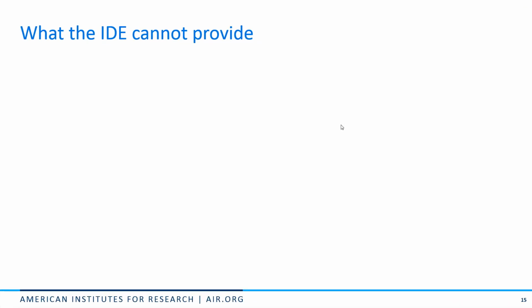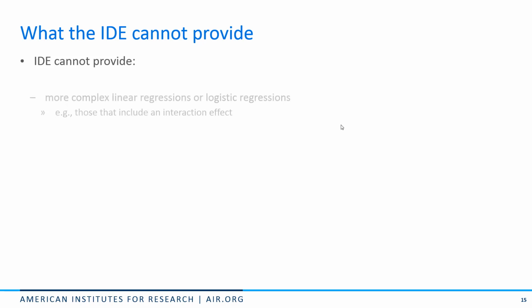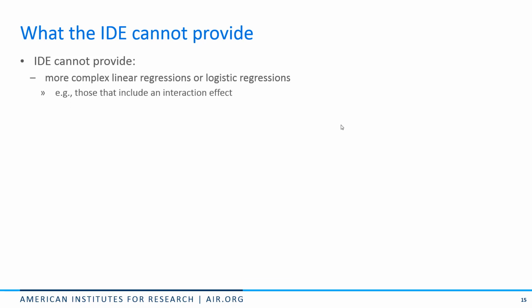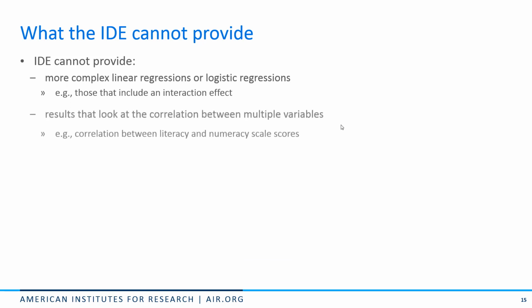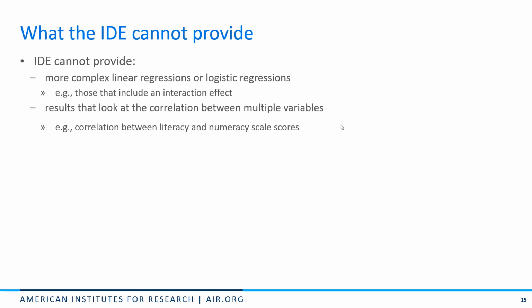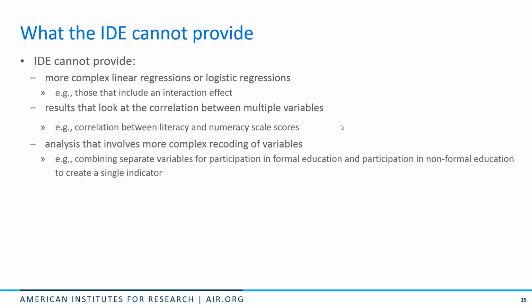Some types of analyses cannot be done in the IDE. It cannot provide more complex linear regressions or logistic regressions. Results that look at the correlation between variables or scale scores on multiple domains, or analysis that involves more complex recoding of variables, such as creating new variables from multiple existing ones.